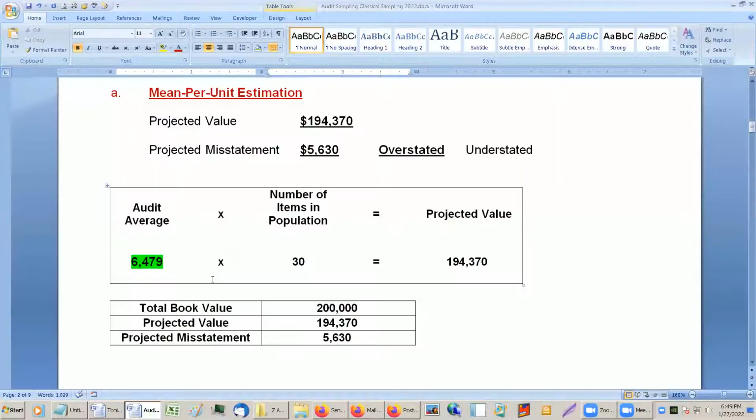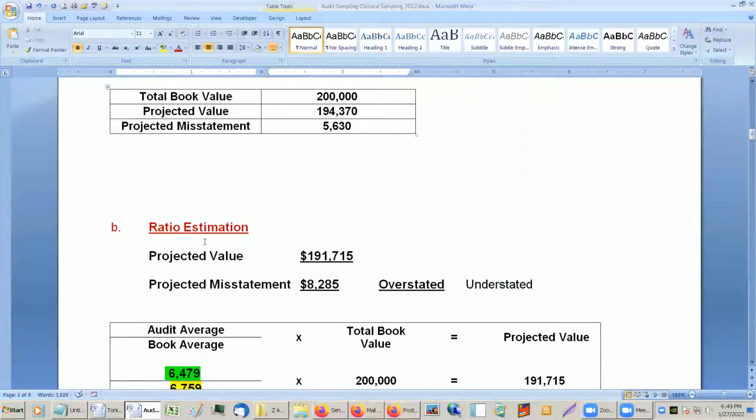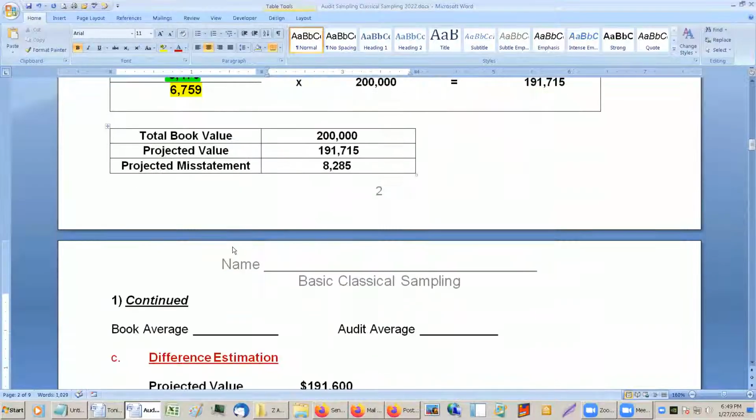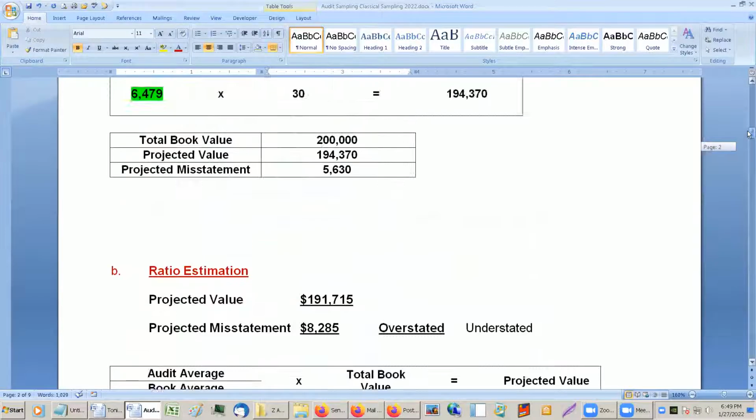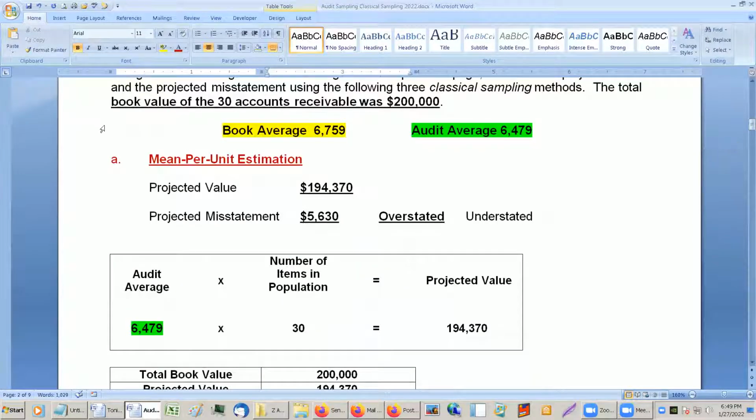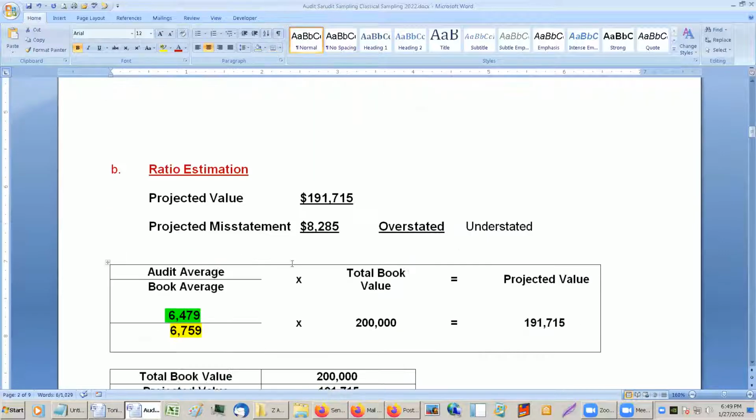So those are three methods, and we're going to do more on that. Obviously, we're going to go through the quarter, or semester, I should say. And for each one of these, we took this. They all use the same numbers, the audit and the book values.